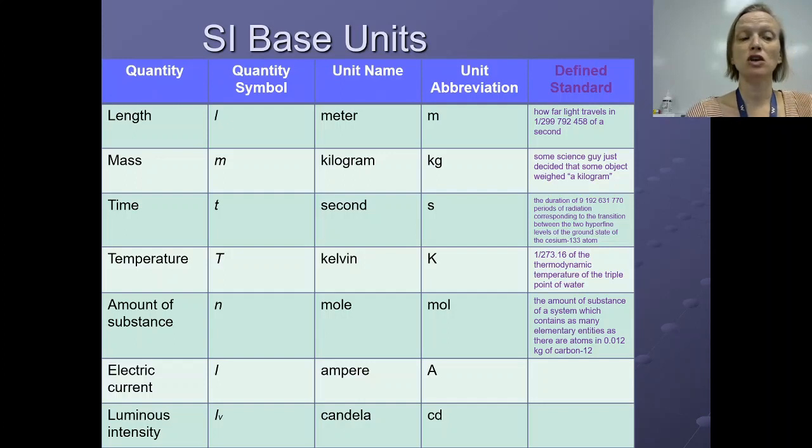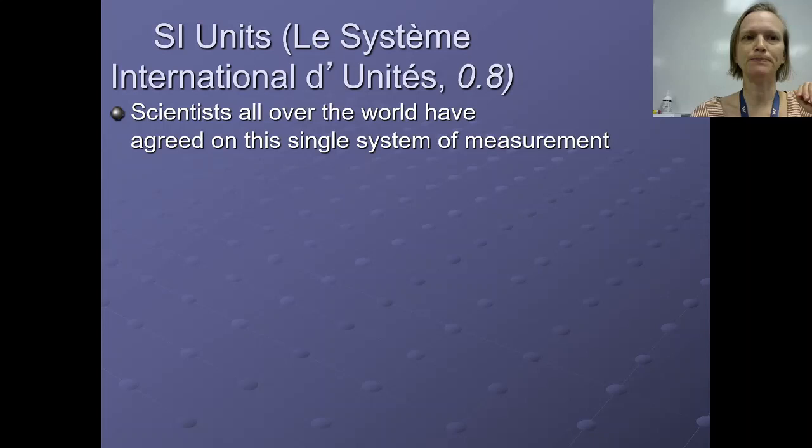In physics, you may need to measure electric current in amperes and luminous intensity, like how bright a light is, in candelas, but we won't use those last 2 very much in chemistry, but we'll certainly use the first 5. So let's look at those in a bit more detail.